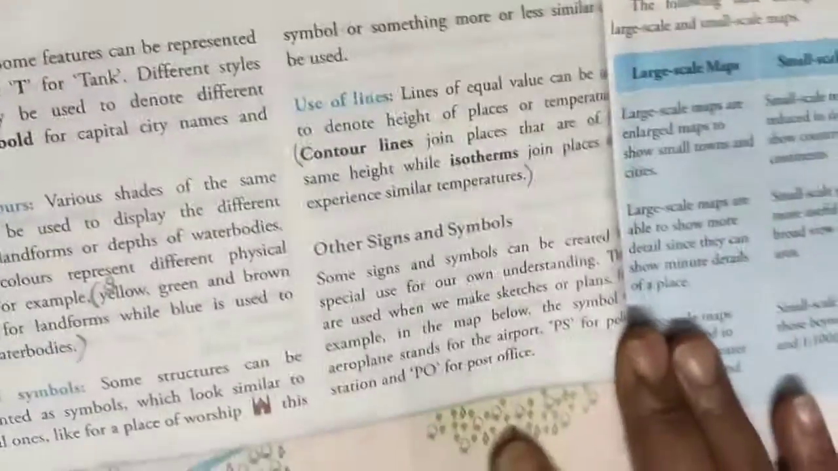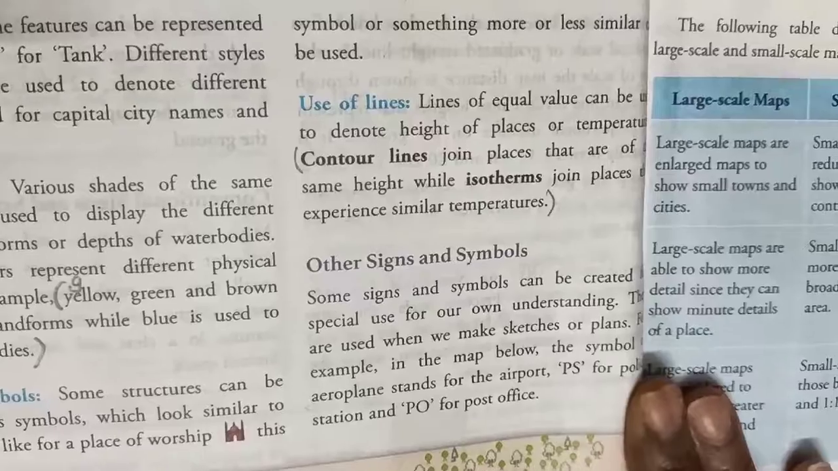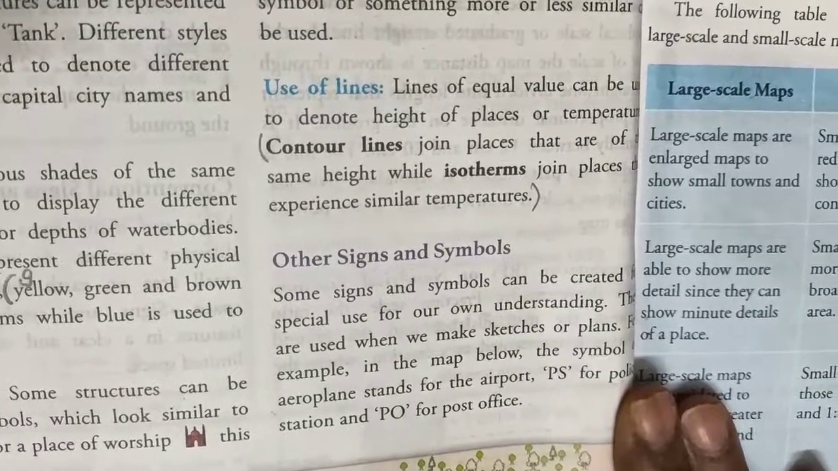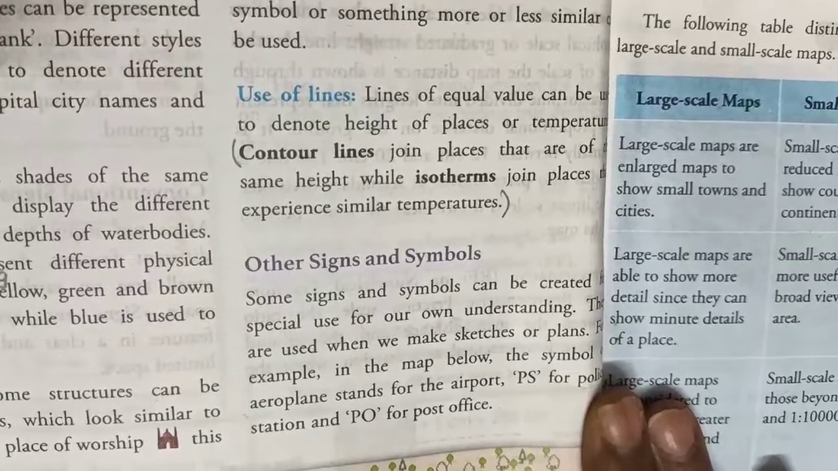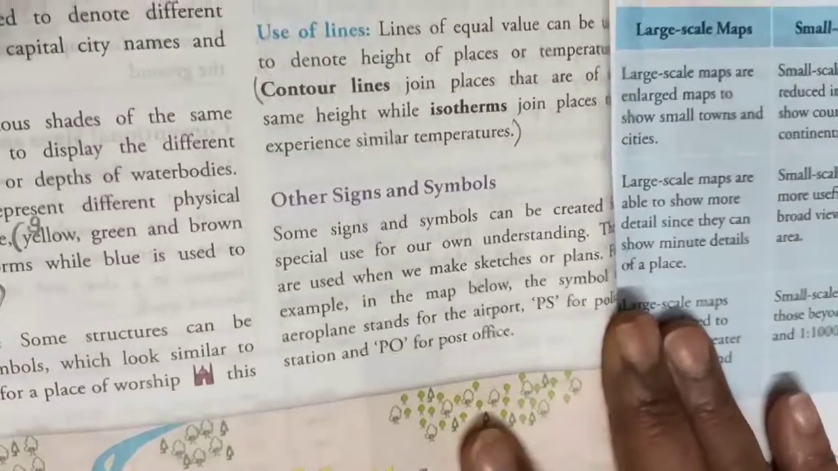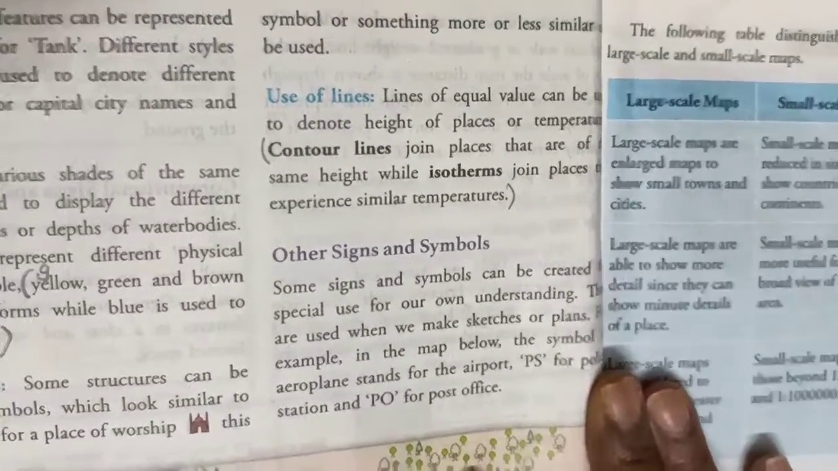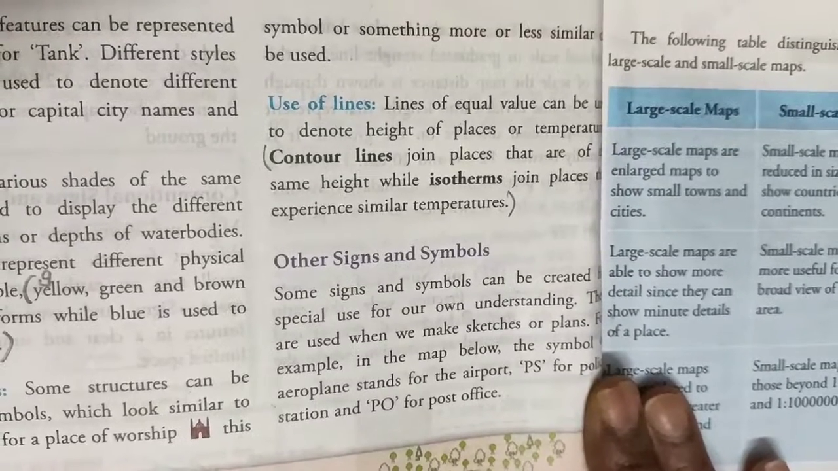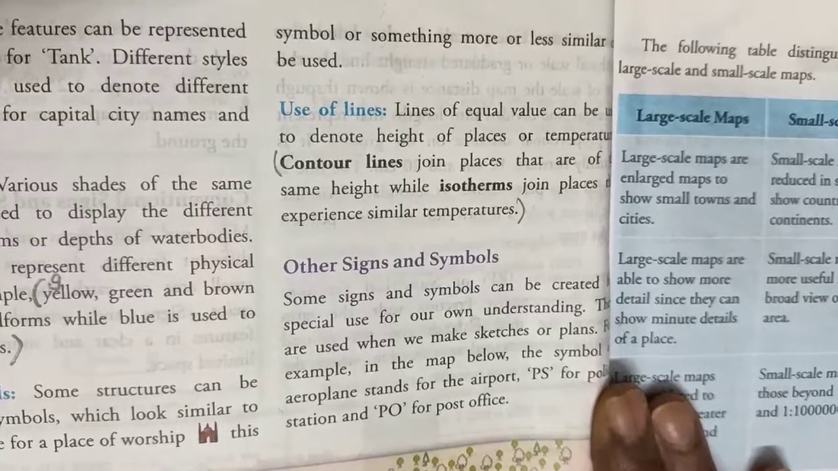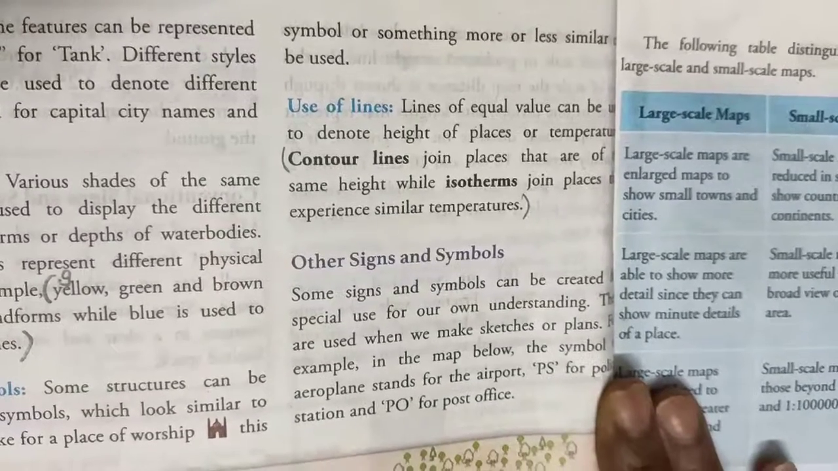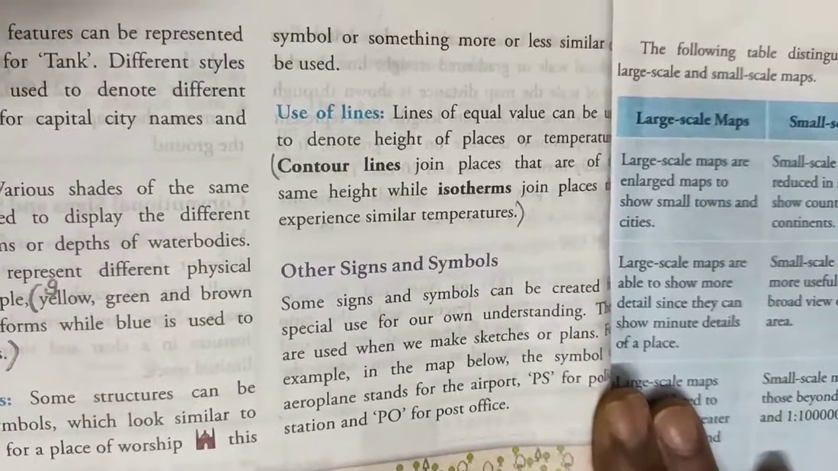Now next is the use of lines. Now children, lines of equal value can be used to show the height of places or temperatures. For example, we have the contour lines which join the places that are of the same height, and we have isotherms that join the places having similar temperatures.